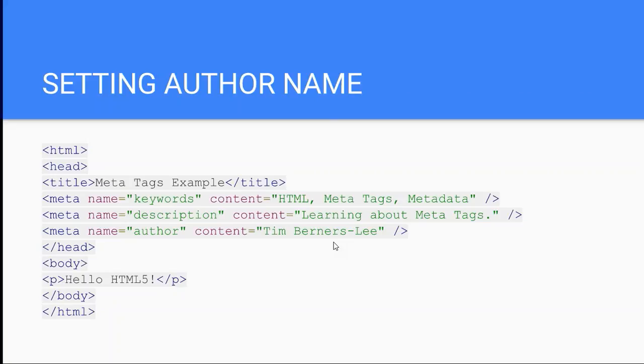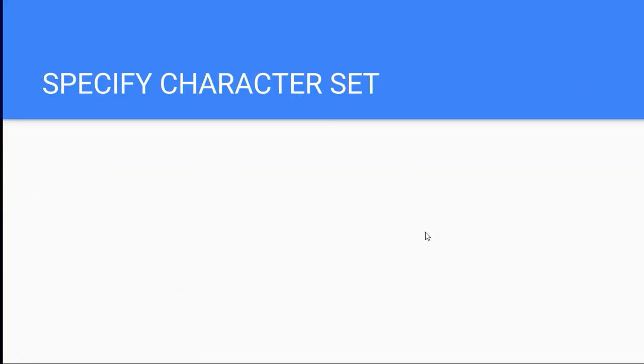I'm showing these examples so that you will understand how to write the code. And when you see the code, it will be easier for you to understand the difference between the different tags. But when you execute this code with these meta tags or without these meta tags, it will not make any difference. So our next meta tag is specifying character set.